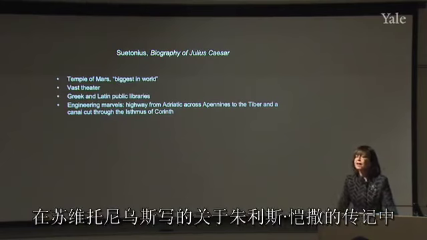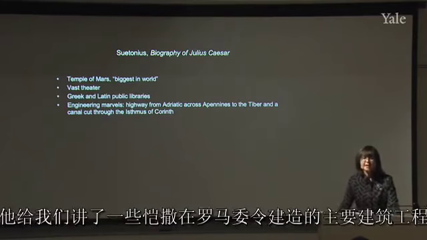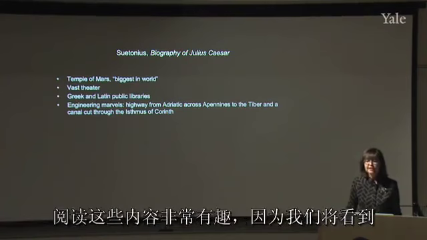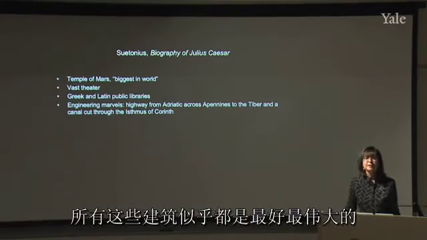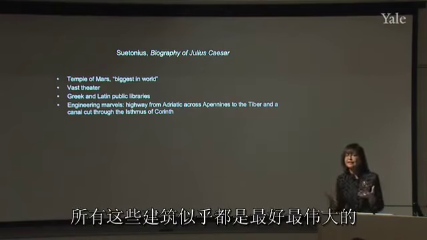And although Caesar himself was dictator, not emperor, he is the first of the Caesars who is covered by Suetonius. And in Suetonius' biography of Julius Caesar, he tells us about some of these major architectural commissions that Caesar embarked on in Rome. And it's interesting to read about these because we'll see that all of them seem to have been the best and the greatest.